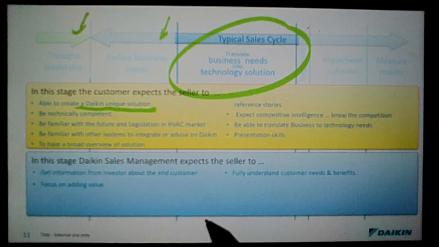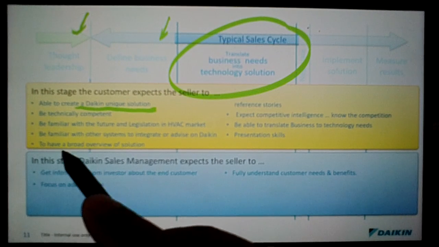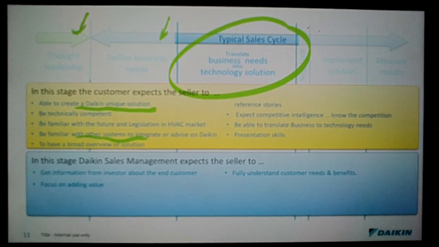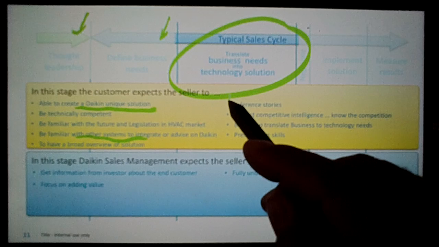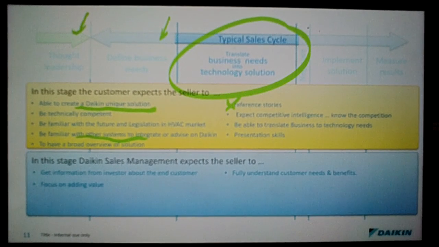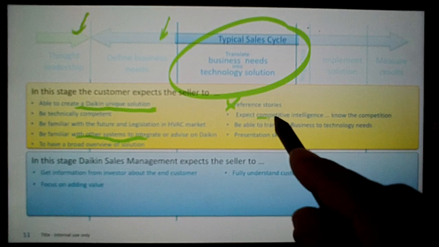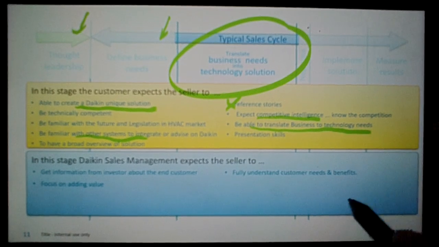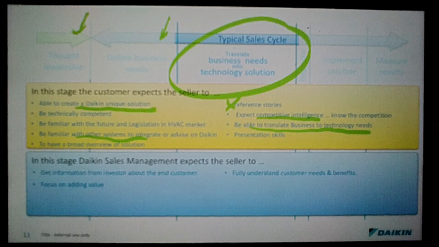They expect us also to be competent, to have clear knowledge about legislation and what's going to be happening on the market in the future, and to be familiar with other systems, to integrate them or advise on them, and to have a broad overview of the solution. Reference stories, as we said earlier, will come in as a specific need now. Potentially they may need competitive intelligence, so knowing not your competition but their competition, or knowing what other providers on their market are doing, and then very importantly being able to translate business into technology needs, this concept of bridging from one side to the other.